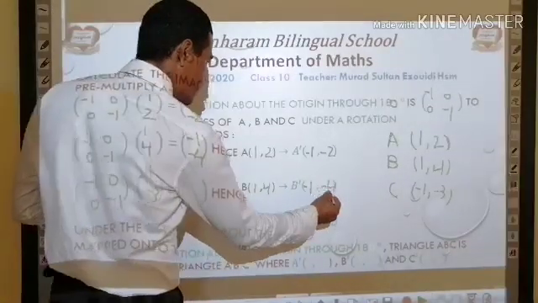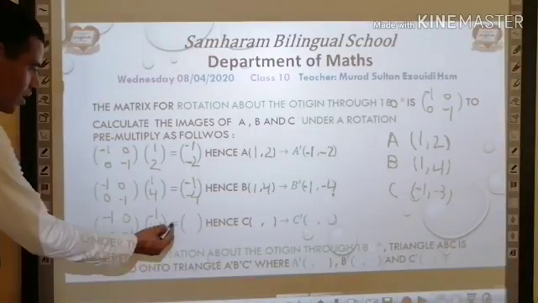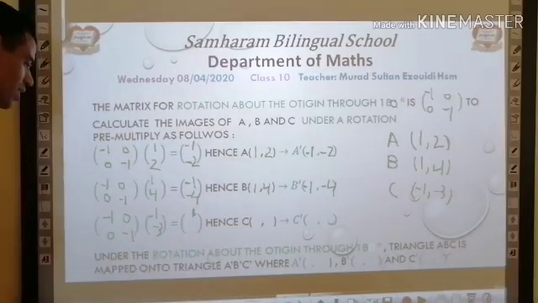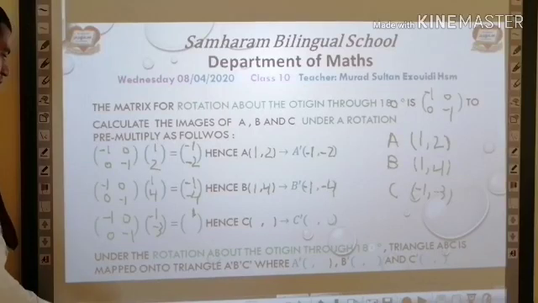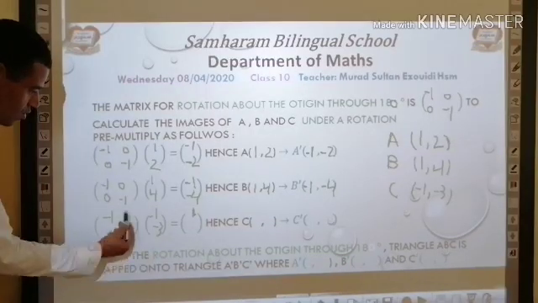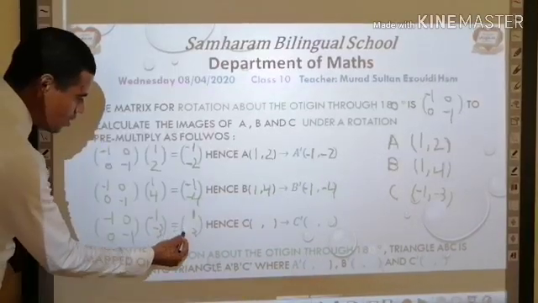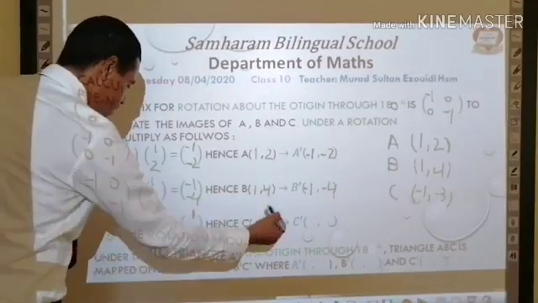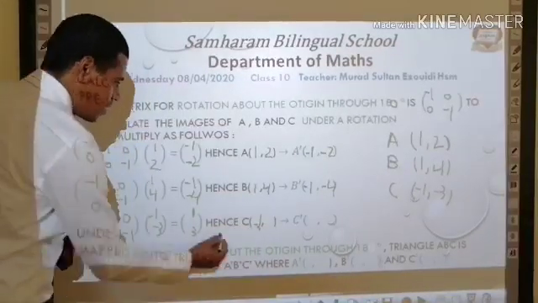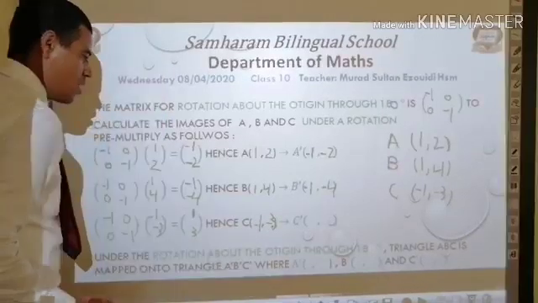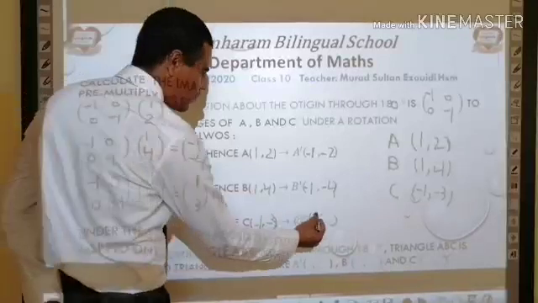Good boy. Then the next one, multiply the first row by this one. Negative 1 multiplied by negative 1 is 1, plus 0 by 3 is 0, so 1 plus 0 is 1. Then 0 by -1 is 0, and negative 1 by 3 is -3. So C of coordinates -1, 3 maps to C prime with coordinates 1, -3.